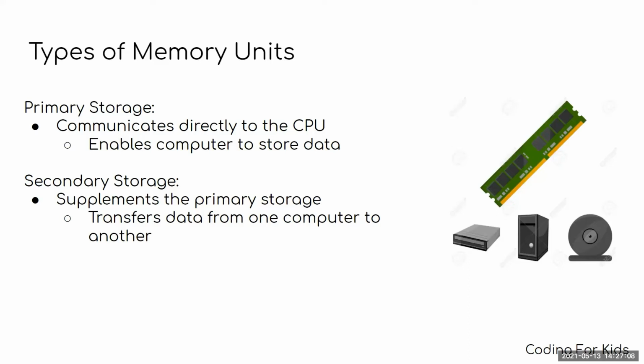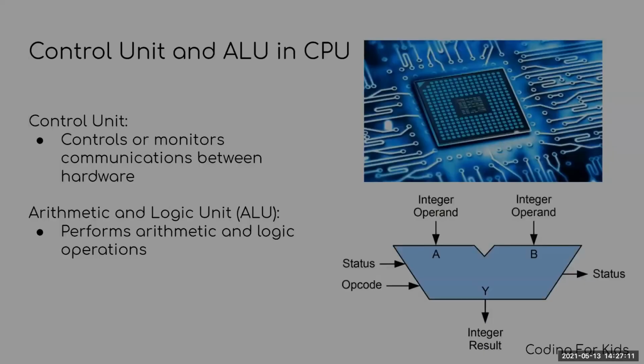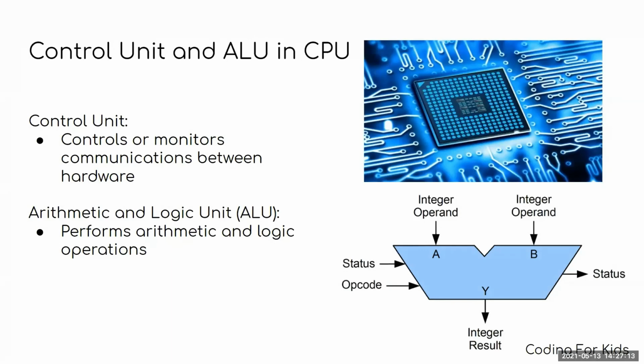So now that we know the types of memory units, let's look at the control unit and the arithmetic logic unit, or the ALU, in the CPU. So the control unit controls or monitors communications between hardware. So it's almost like a controlling person with the hardware. For example, it tells the hardware what to do, and it just kind of monitors the communication. It makes sure everything is all right.